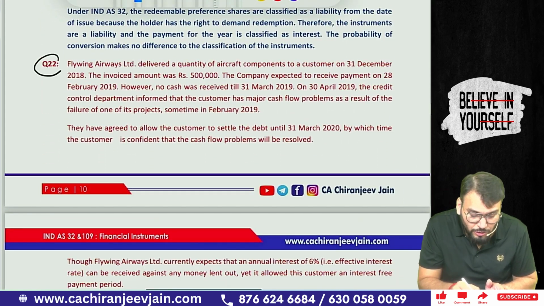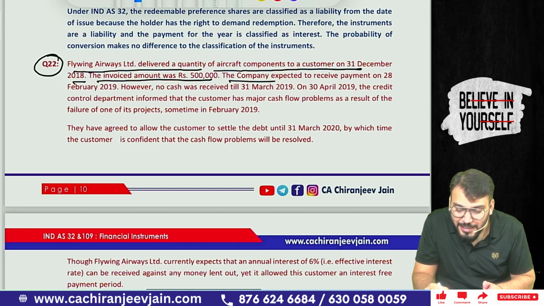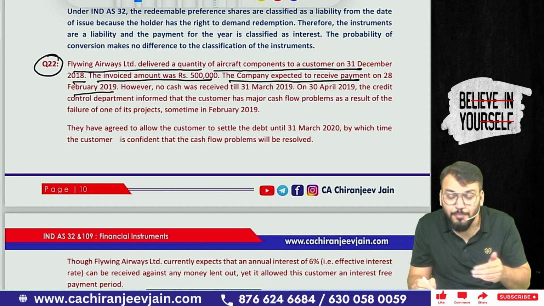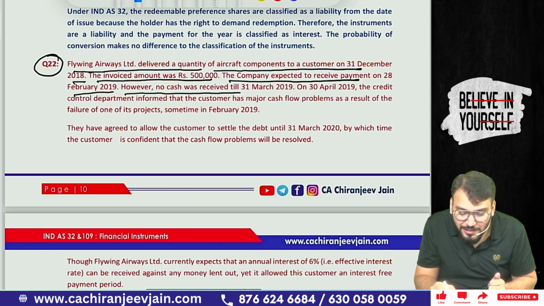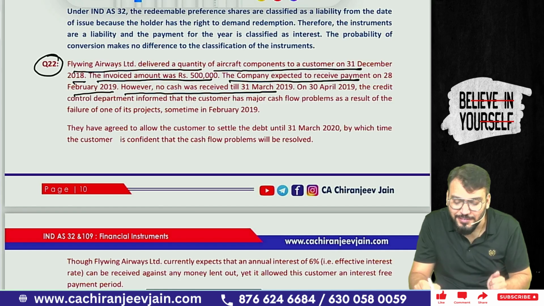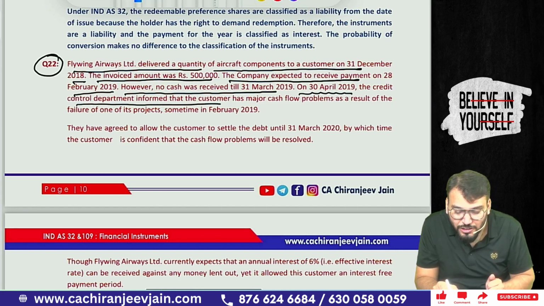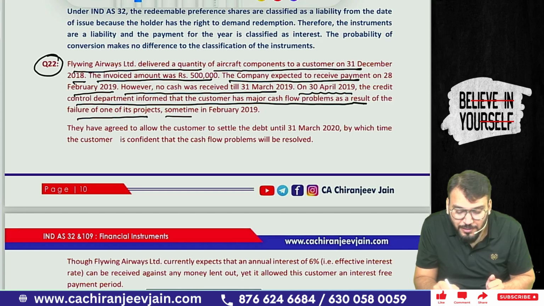Question 22. Flywing Airways Limited delivered a quantity of aircraft components to a customer on 31st December 2018. The invoice amount is rupees 5 lakh. The company expected to receive the payment on 28 Feb 2019. However, no cash was received till 31st March 2019. On 30th April 2019, the credit control department informed that the customer has a major cash flow problem as a result of the failure of one of its projects in Feb 2019.